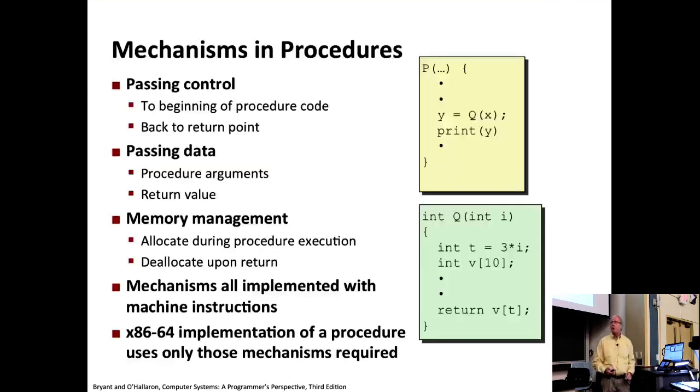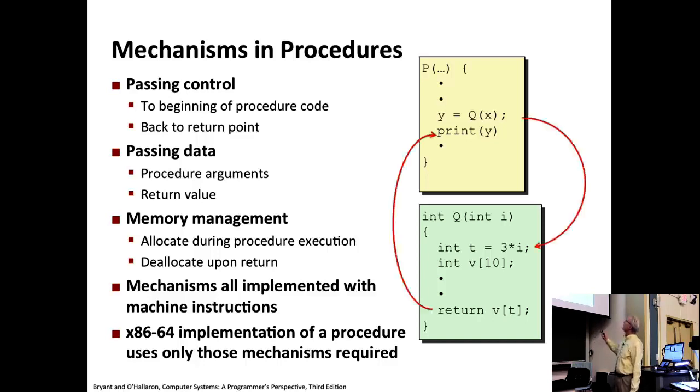So if you think about what goes on in a procedure, even in C, which is a relatively unsophisticated language in many ways, there's a lot going on. And so it's worth breaking it down and thinking about it. One is there's a notion of control. So in my example, I show a procedure P calling a procedure Q.